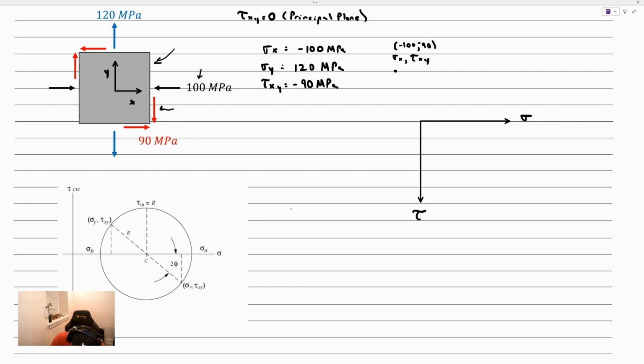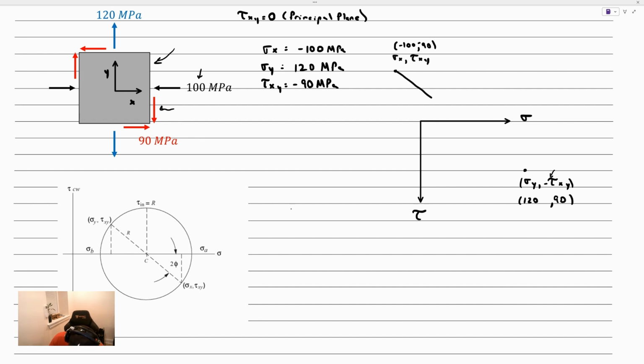If we go ahead and plot our other point, this point is sigma y, negative tau xy. The sigma y is always associated with the negative tau xy. Now, what is the negative of our negative tau xy? It's a positive 90, and our sigma y was 120.